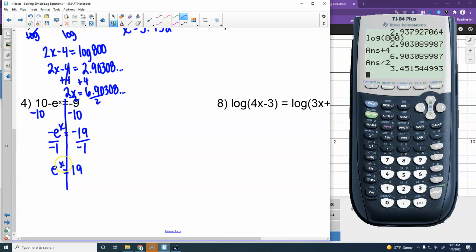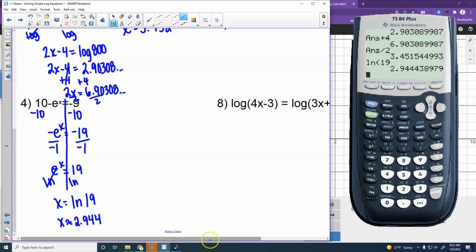So I've got e to the x power, so that means I need to do a log base e. What do I call log base e? It's got a special name. Natural log. So I natural log both sides. So x equals natural log of 19. And so we can type that into our calculator. And 2.944. For right now, that's about as complicated as we're going to get on solving the exponentials. Let's look at somewhere we've got log equations.